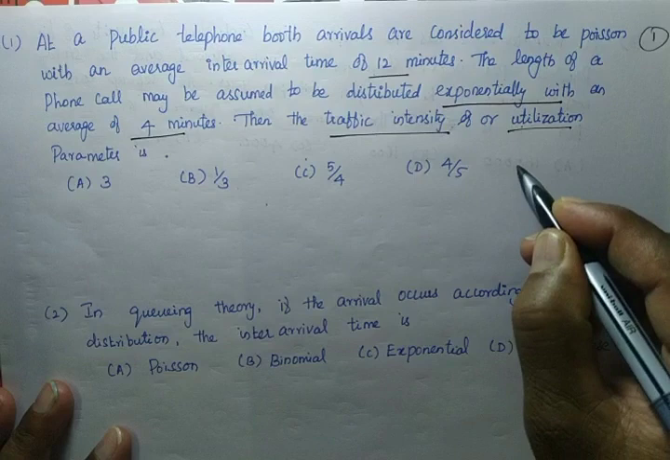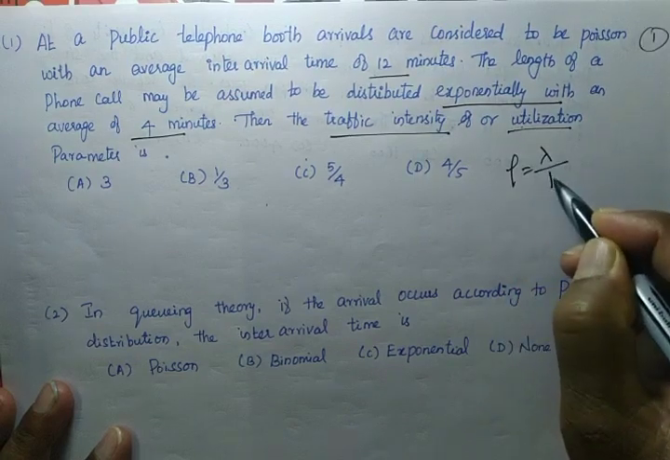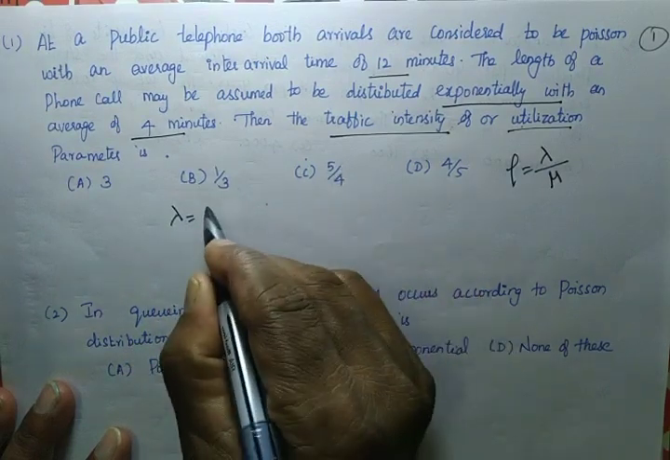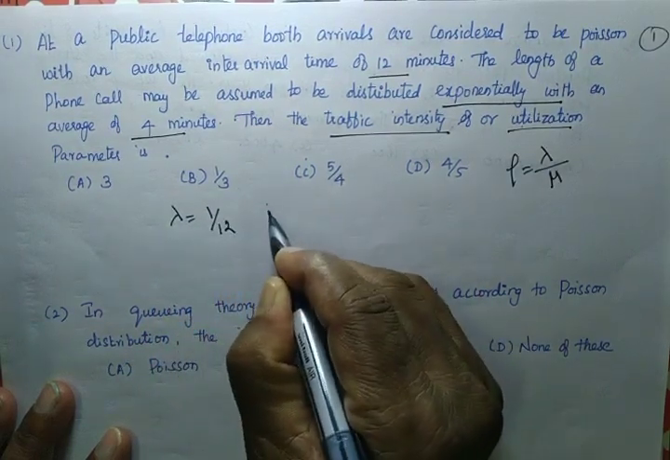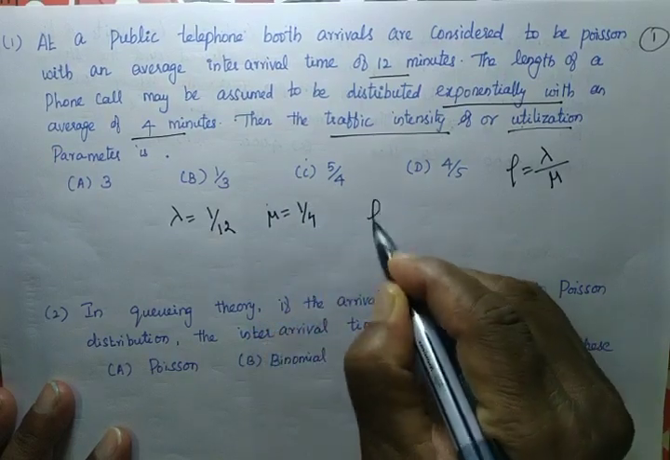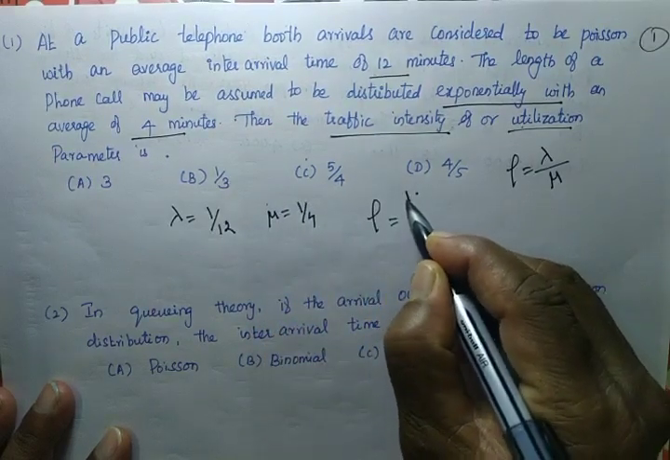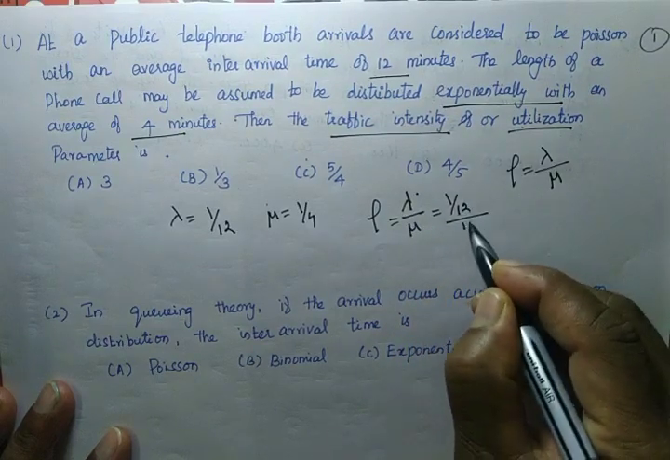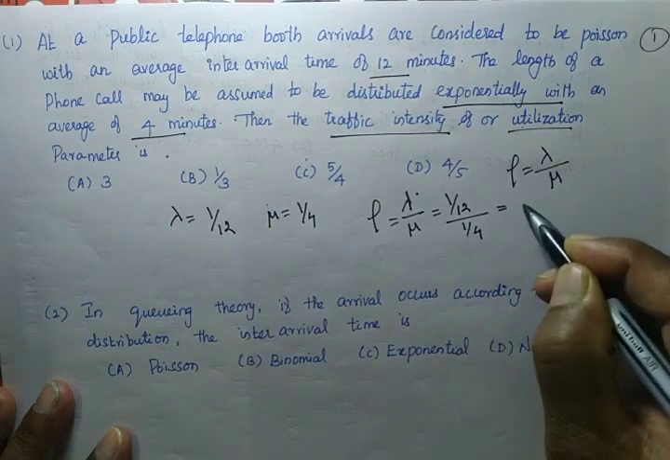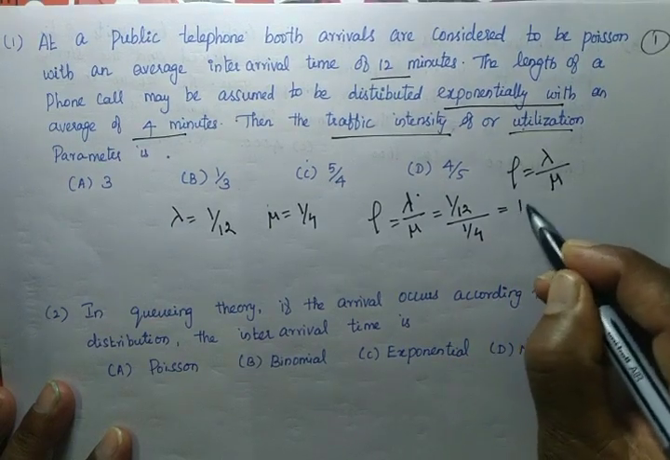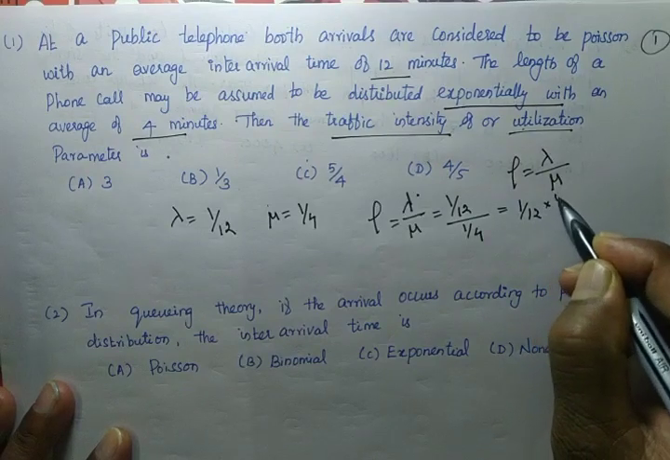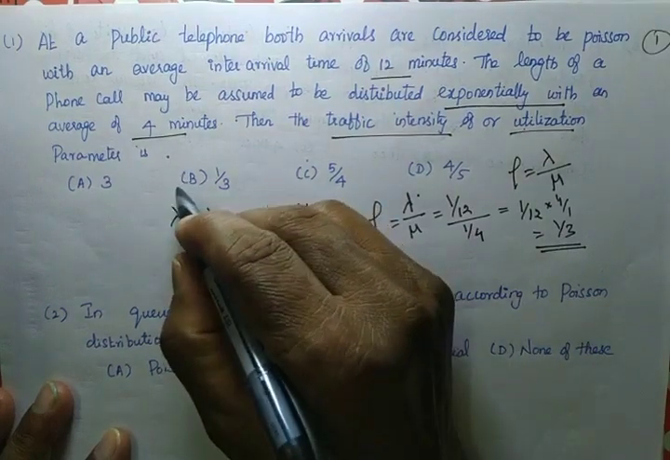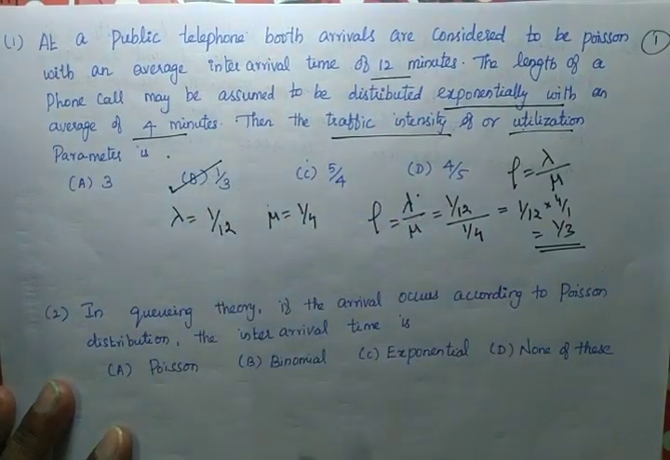The formula for the traffic intensity rho equals what? Lambda by mu. First we find lambda. The arrival rate is 1 by 12 and the service rate is mu equal to 1 by 4. So rho equals lambda by mu, which is 1 by 12 divided by 1 by 4, which is 1 by 12 into 4 by 1, equal to 1 by 3. Therefore answer B is the right option.